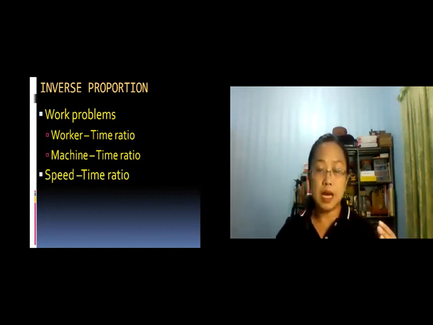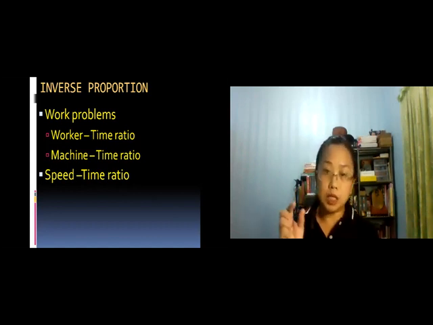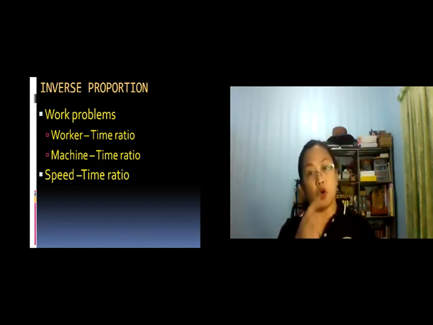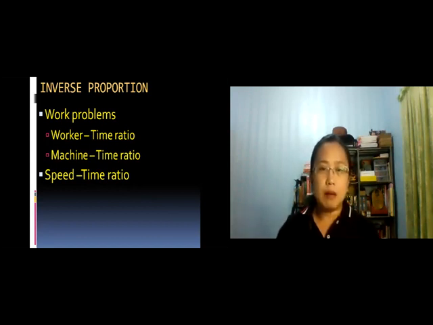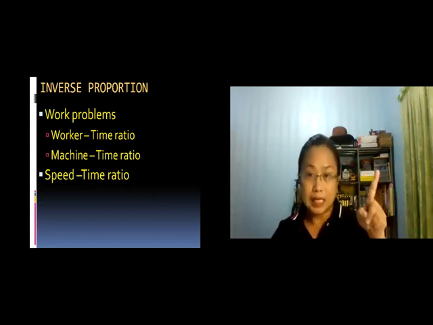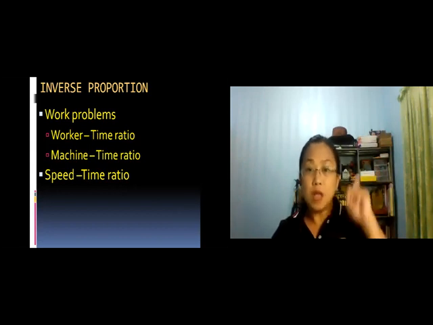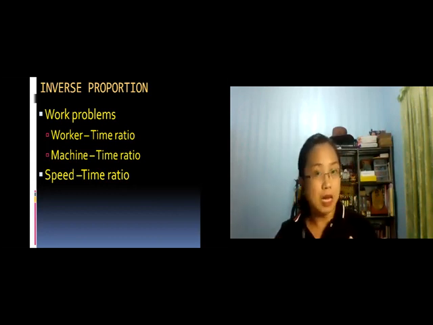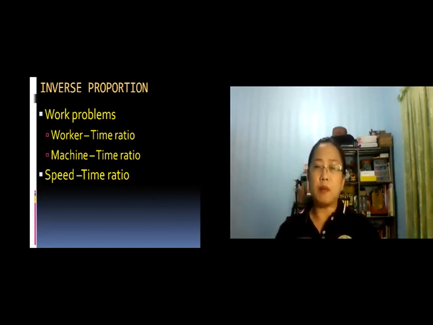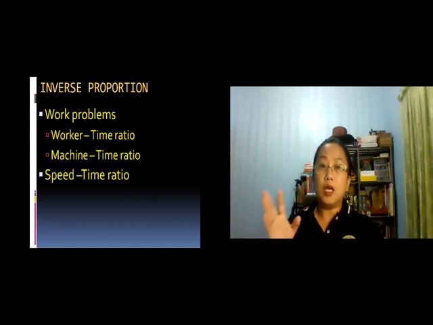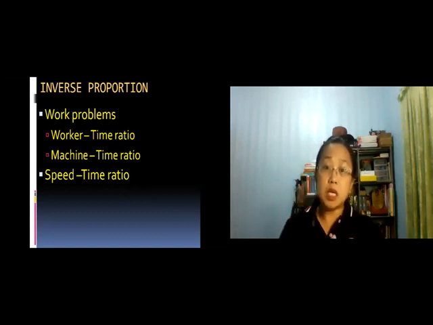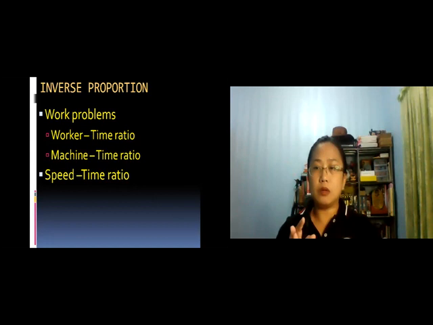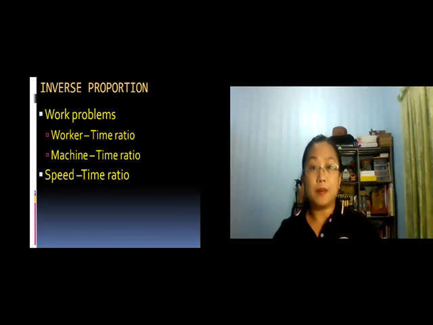Mas mabilis ang travel mo, mas maliit yung time na i-consume mo. Okay? And when we say mas mabilis, mas mataas. So, whenever you speed up, ang effect nun sa time, bababa. So, it's an inverse proportion problem. So, take note. Kapag nakakita na kayo sa problem ninyo ng mga units of measures for speed at involved din yung period of time, it's an inverse proportion problem.